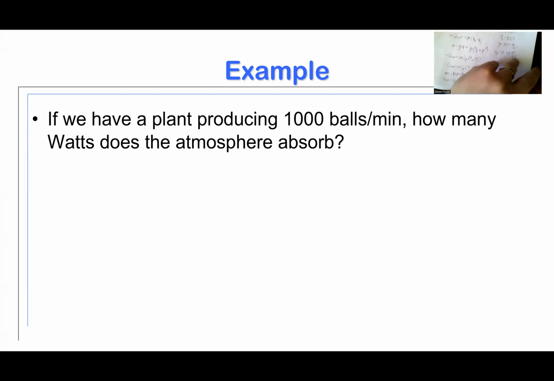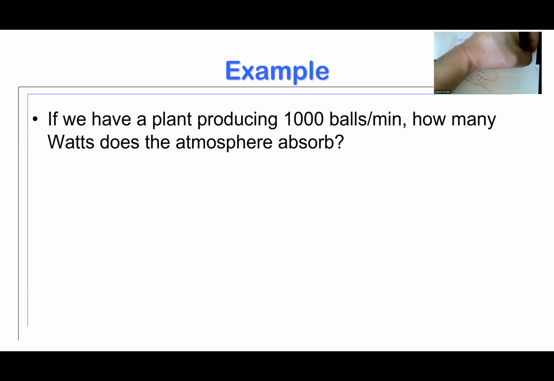So, okay, well, you know what? If you've got, let's say, 1,000 of those every minute, let's say I'm running 1,000 of those every minute, at what rate is the atmosphere absorbing heat? All right. So, what have I got? I've got a stream of these little balls coming out of some oven, and every one of those is losing some amount of heat to the atmosphere.